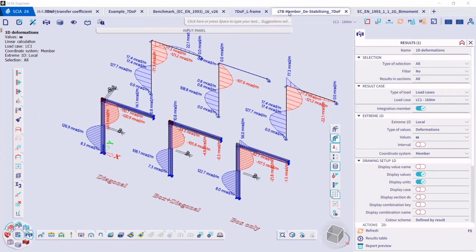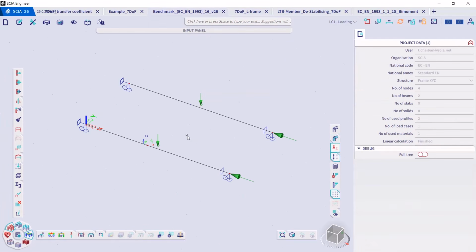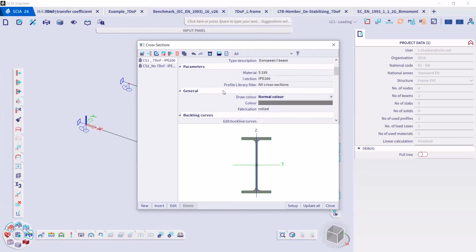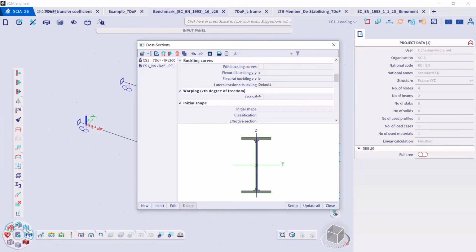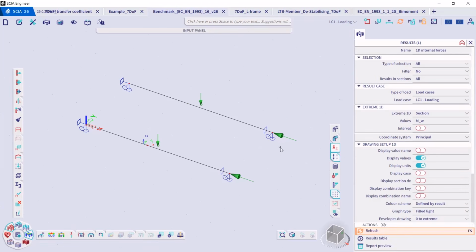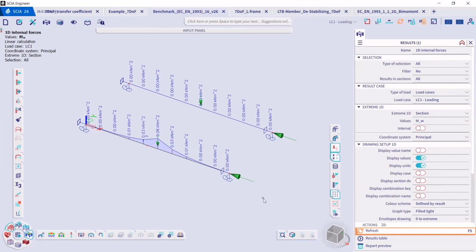And then if we look at the benchmark, where we have the 1D beam, I have done the modeling also using two types of cross-section, which are identical, but for the first one, the 7th degree of freedom is enabled. For the second one, it's not enabled. So if you look, for example, at the 1D internal forces, at MW, you can see that warping is available in the first beam where the 7th degree of freedom is activated, but it's equal to 0 in the second beam where the 7th degree of freedom is not activated for the corresponding cross section.